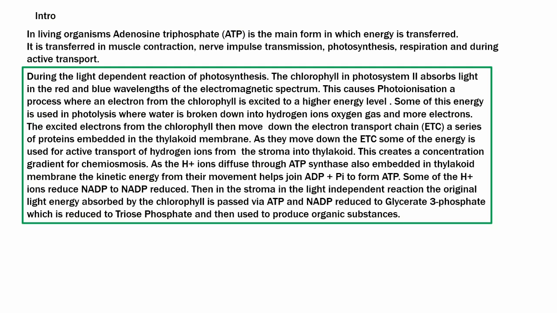Then in the stroma, in the light-independent reaction, that original light energy that hit chlorophyll in photosystem 2 is being passed via ATP and NADP reduced to glycerate 3-phosphate, which is then reduced further to triose phosphate. So some of that energy is used to reduce the glycerate 3-phosphate and used to produce organic substances. You got your lipids in the waxy cuticle. You got amino acids by adding them to nitrates to make proteins that can be used for structure and growth and production of hormones like IAA in the plant and things like that.